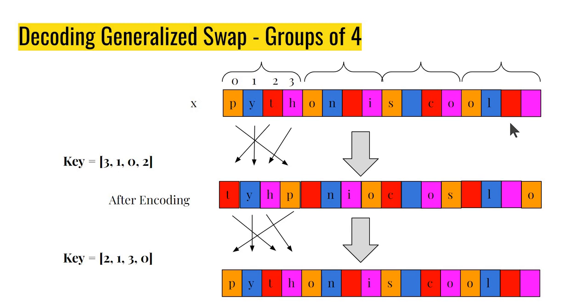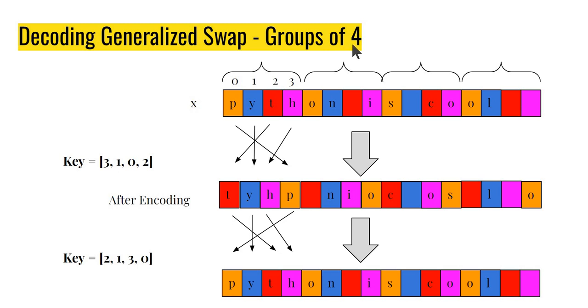So, very interesting project. In the last video, we looked at how we can generalize our even-odd swap to become what is called a generalized swap, where instead of just working on groups of two, I work in groups of 3, 4, 5, and I jumble up letters in there. Now, the next logical question is: how do I decode this? That's what I'm going to cover in this video. In fact, it turns out that decoding is actually quite similar to encoding. But before I go there, let's look at a few examples.